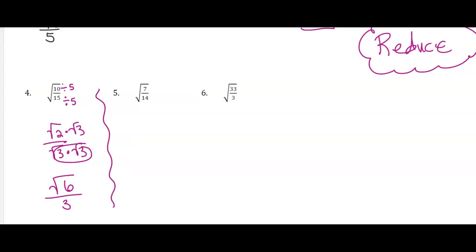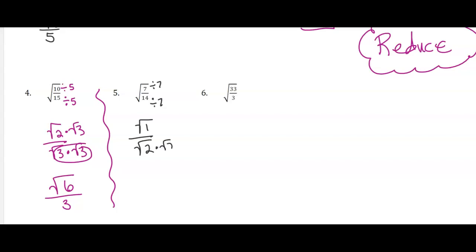Change colors. Okay, for number 5, you want to reduce this. And the number that goes into 7 and 14 is 7. And so I get the square root of 1 over the square root of 2. Well, the square root of 1 is just 1, but it doesn't hurt to have the square root there. So we're just going to leave that there for now.